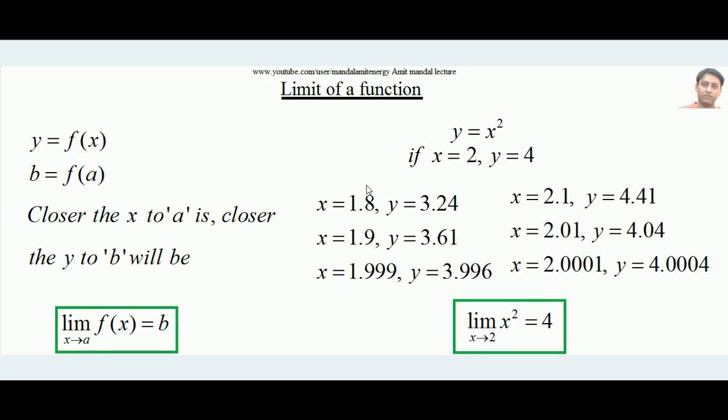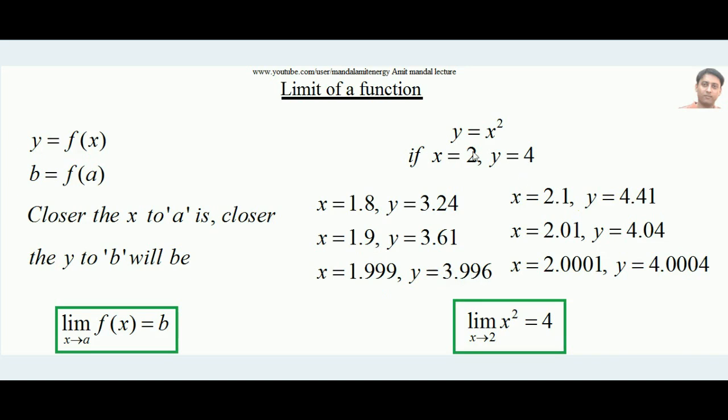In case I keep x equals 1.8, which is closer to 2, approximately 2, then the answer you will get is 1.8 into 1.8, which is 3.24, which is closer to 4. Now in case I go much closer to 2, I keep 1.9 in place of 1.8. 1.9 is much closer to 2, I will get the answer 3.61, which is much closer to 4. Similarly, in case I go even closer to 2, that is 1.999, I will get the answer 3.996, which is even closer to 4.